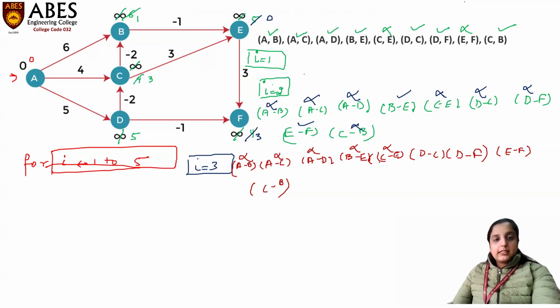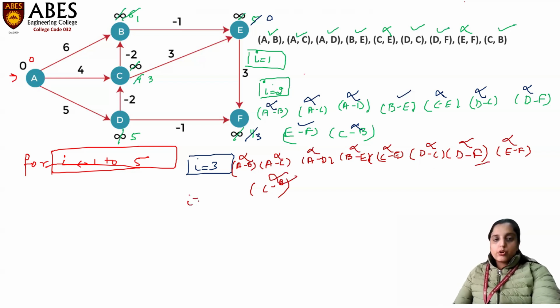Okay, next is DC. DC, 5 minus 2 is already done. DF is 5 minus 1, 4, but we have already done it. Next is EF. EF is 0 plus 3, already done. Next is CB. 3 minus 2 is 1. No updations. Again, no updations.